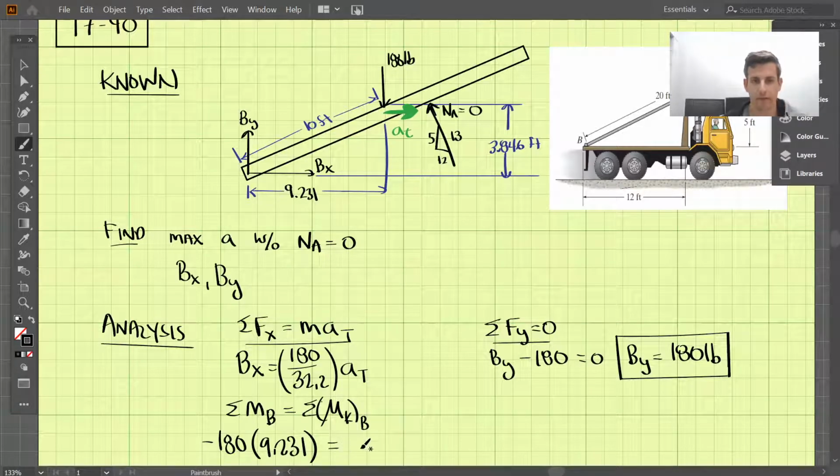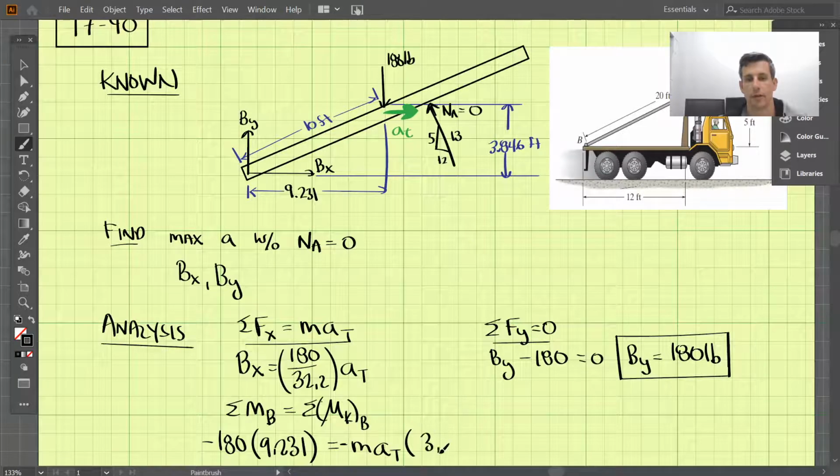And then we have the sum of the kinetic moments, so we have the mass times the acceleration of the truck times the distance that it's acting away. Around B, that distance would be this vertical height here, and that's going to create a clockwise moment around B. So we're doing a clockwise moment, so that will also be negative. I'm going to throw a negative sign out here, and the distance is this 3.846.